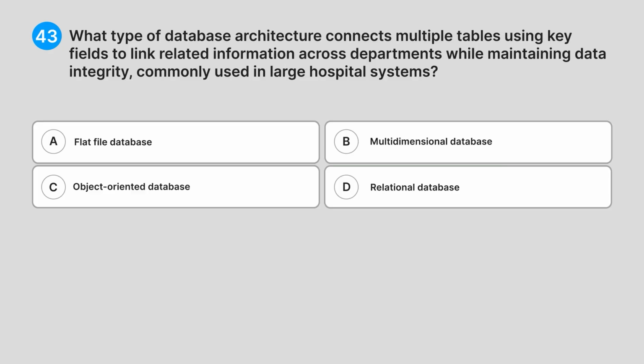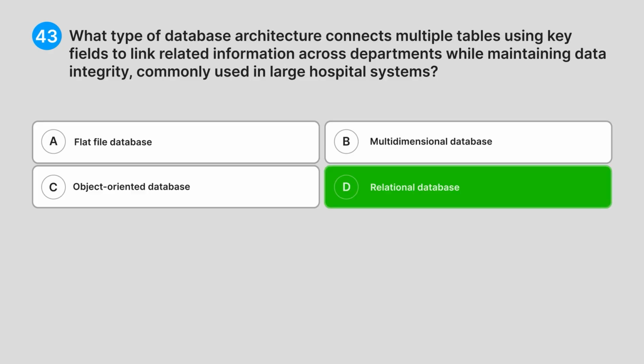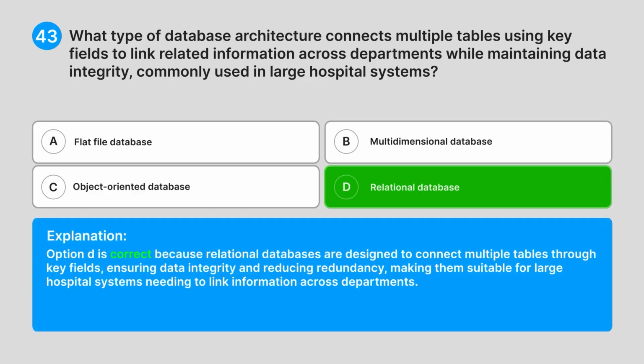Correct answer, D. Relational database. Explanation. Option D is correct because relational databases are designed to connect multiple tables through key fields, ensuring data integrity and reducing redundancy, making them suitable for large hospital systems needing to link information across departments.